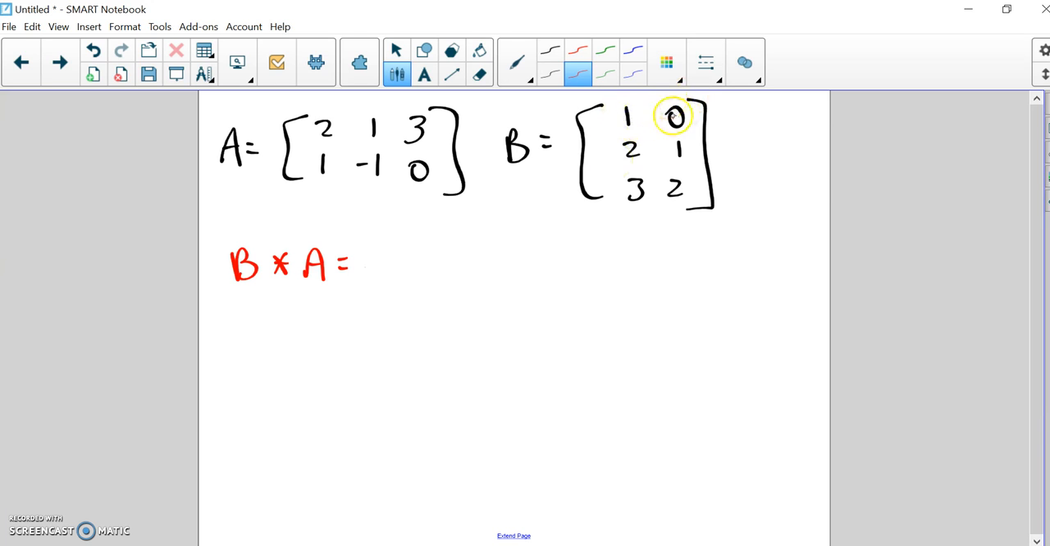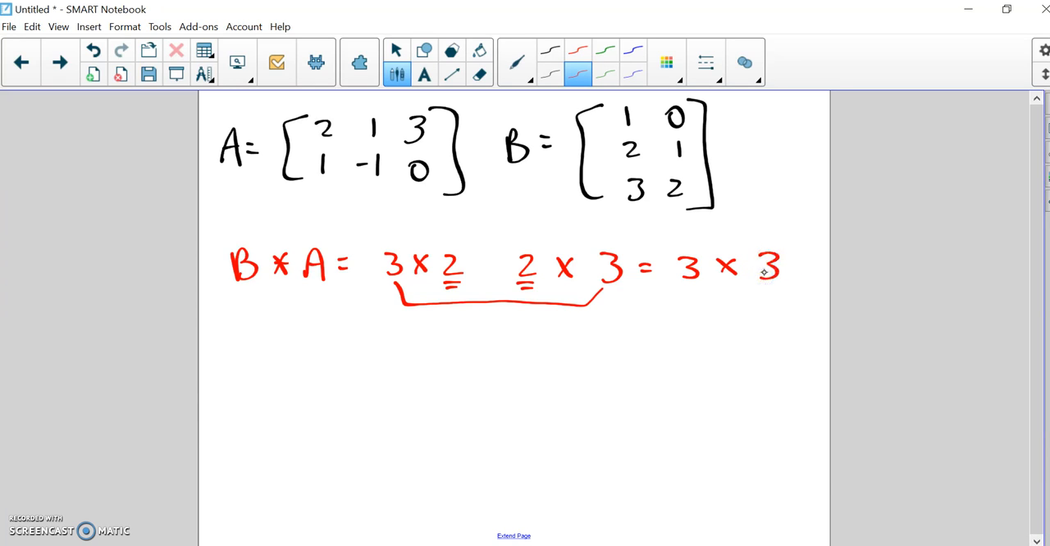If I look at B, this has 3 rows and 2 columns. Okay, so this is a 3 by 2, and then matrix A has 2 rows and 3 columns. Okay, so we see that these inside numbers match, which tells me I can multiply these, and these outside numbers are going to give me the dimensions of my final matrix. So when I'm done, this is going to be a 3 by 3 matrix.